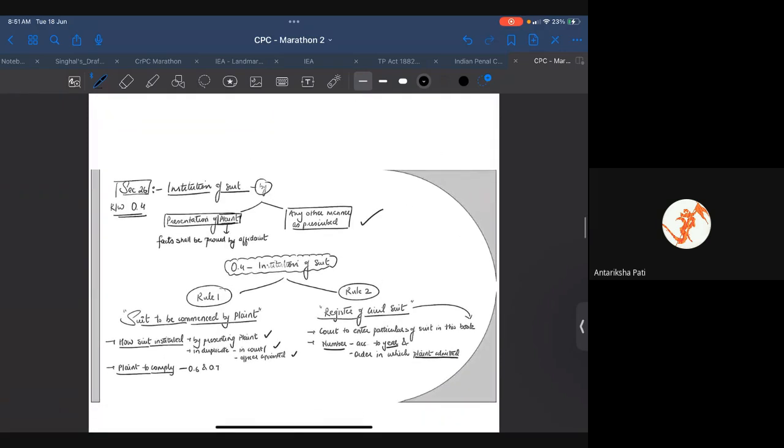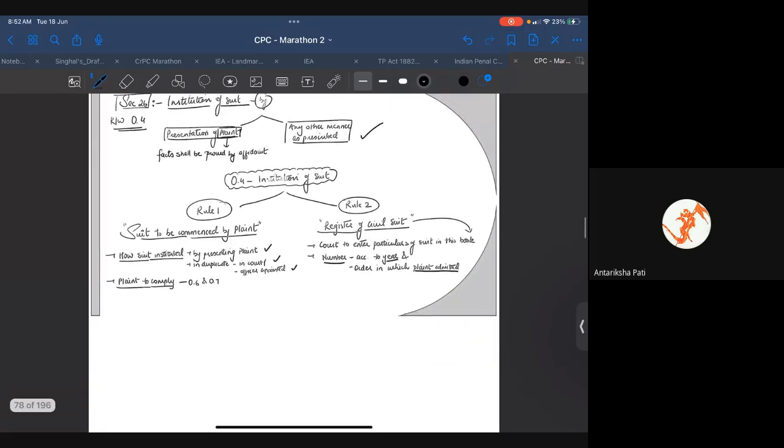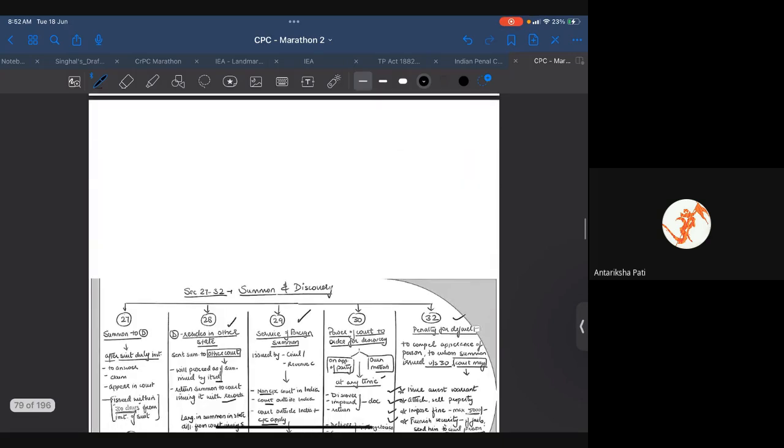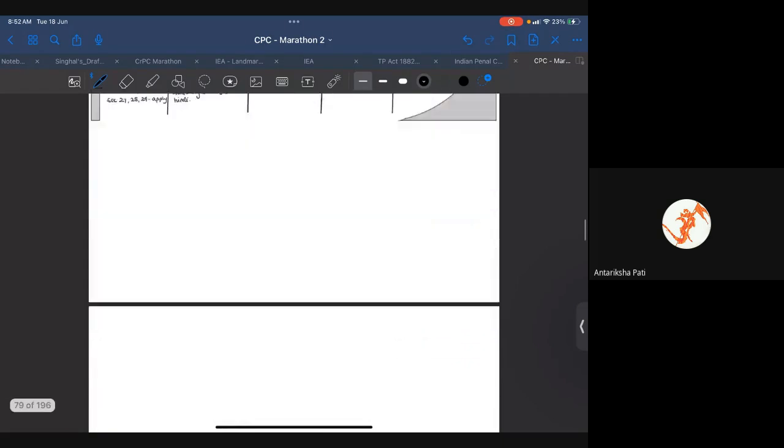Now, Section 26 talks about institution of suit. The related order is Order 4. So, Section 26 is that a suit will be instituted. How will it be instituted? By presentation of plaint or any other manner. Now, facts shall be proved by affidavit. Order 4 says that the suit is to be commenced by plaint, and the suit is to be instituted by presenting a plaint in duplicate in court or to the officers appointed, and the plaint must comply with Orders 6 and 7. Now, a register of civil suits will be there, in which the court will enter particulars of suits and number them according to year and orders in which the plaint is admitted. Sections 27 to 32 we had already discussed.